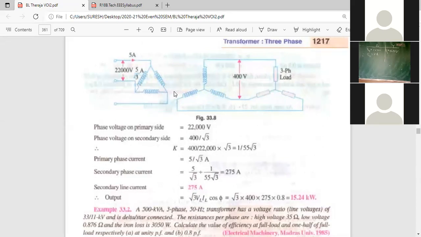Load is connected in the secondary windings. It is a three-phase load, not a single-phase load, connected in star. The secondary winding is star connection and the load is also star connection. Any doubt in the diagram?